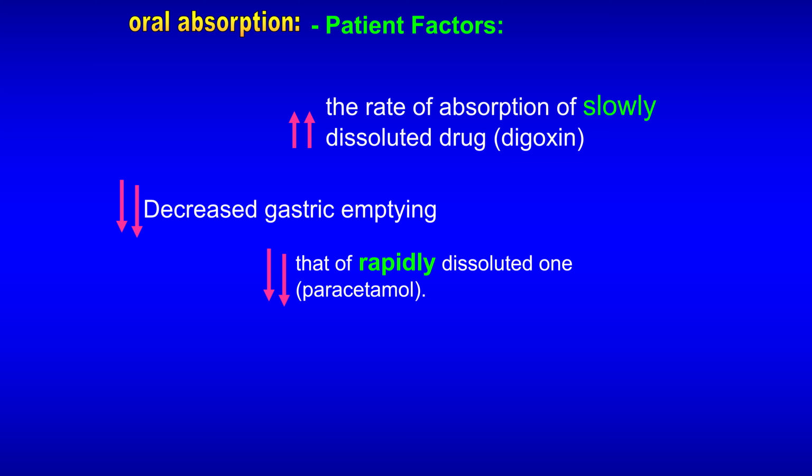Decreased gastric emptying can influence drug absorption differently based on the dissolution rate of the drug. For slowly dissolved drugs like digoxin, decreased gastric emptying can increase absorption. Conversely, for rapidly dissolved drugs like paracetamol, absorption may decrease under the same conditions.